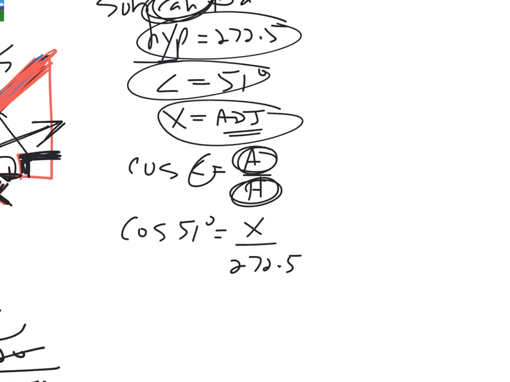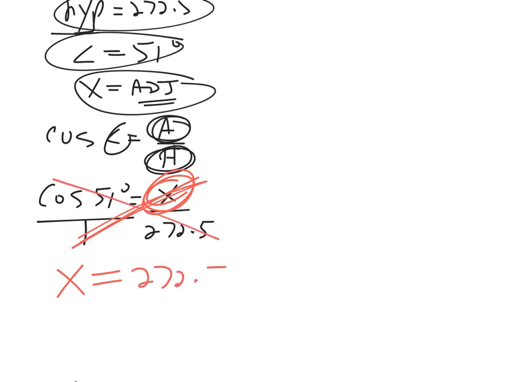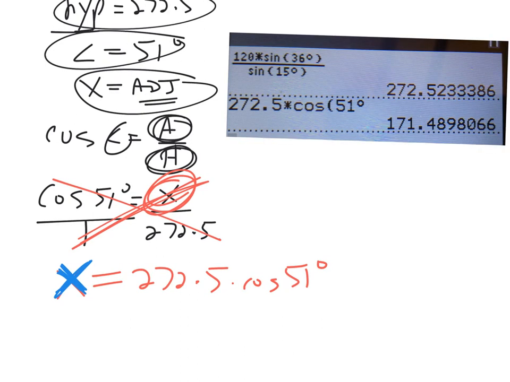Here I'm going to put the cosine of 51 over 1 and cross multiply. I'm not using switcheroo because x is in the numerator, so I'm just going to cross multiply. 1 times x, which is x, equals 272.5 times the cosine of 51. So how far are those two from the base of the tree at that second point? I'm going to do 272.5 times the cosine of 51. So here they're going to be 171.5.